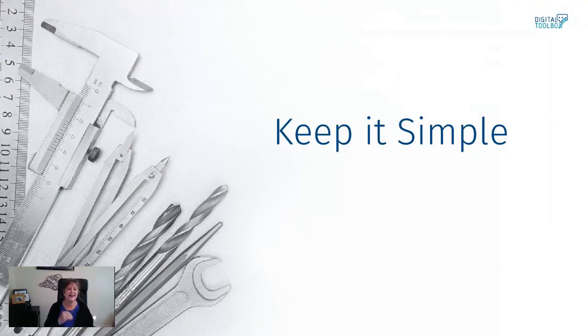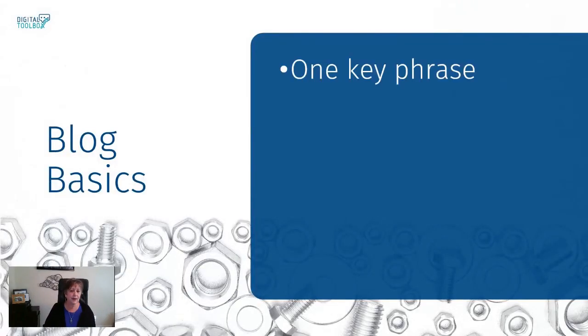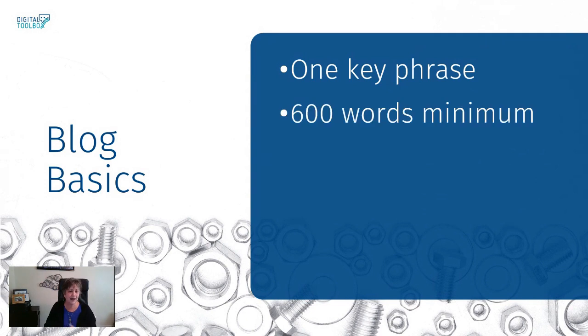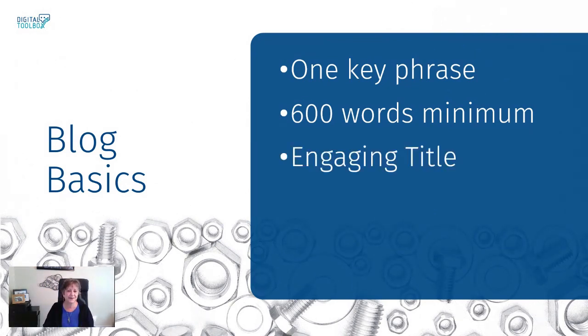And keep it simple. Do not overcomplicate the process. A blog should have one key phrase, one idea that you're trying to win search on. 600 words minimum. That may sound like a lot, but it really isn't. You remember those high school papers that you had to write 500 words? That's what you're really aiming for here.